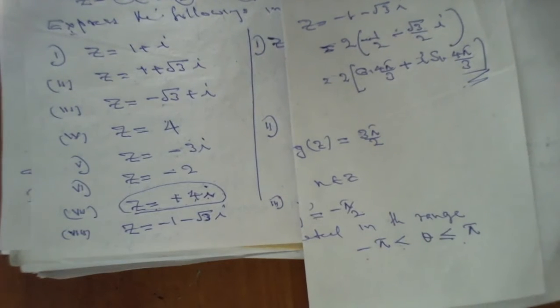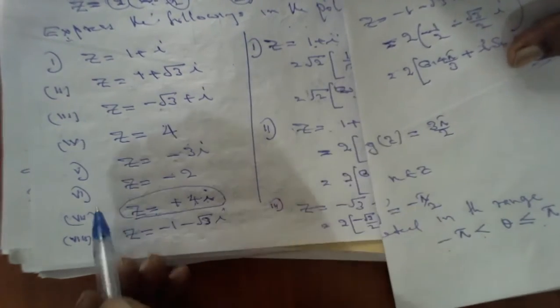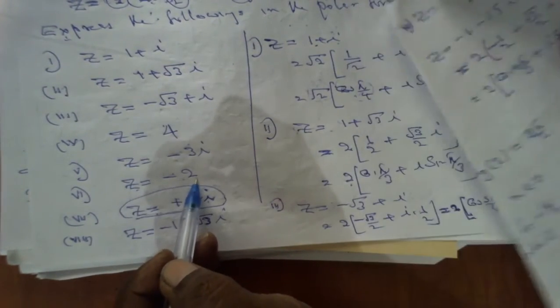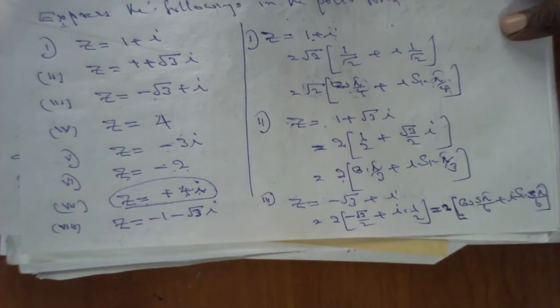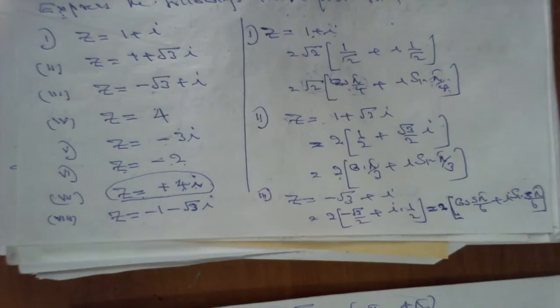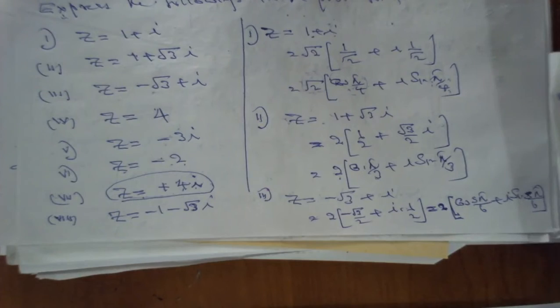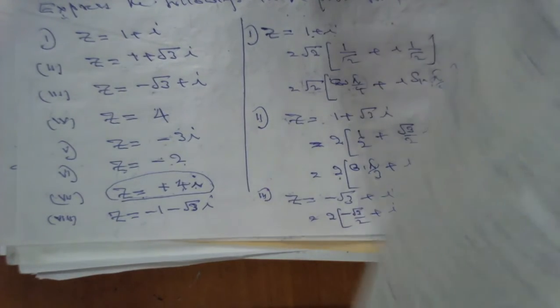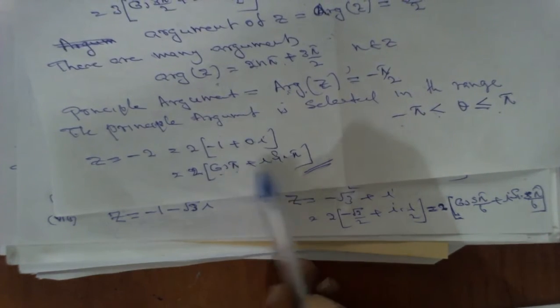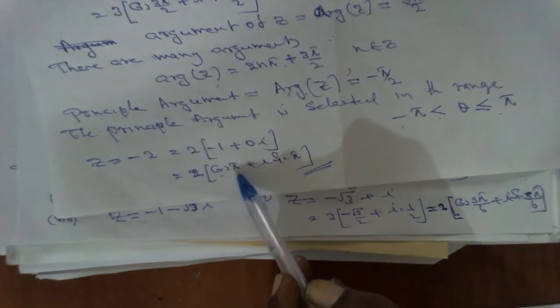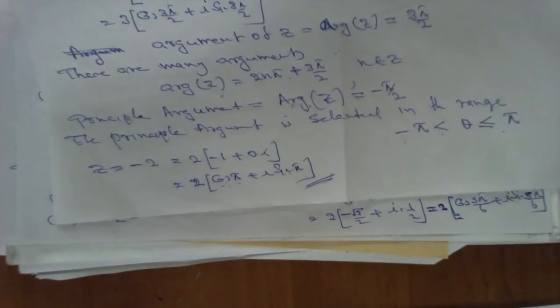Let's see the tute. Sixth one, the first one: z equals minus 2, its principal argument is pi. Yes, plus pi. This one, principal argument is pi. So you can write minus 1 plus 0i. Cos pi equals minus 1, sin pi equals 0.